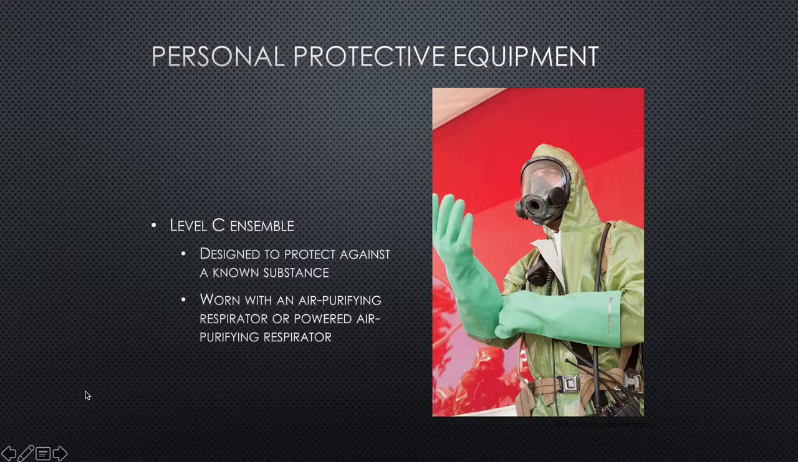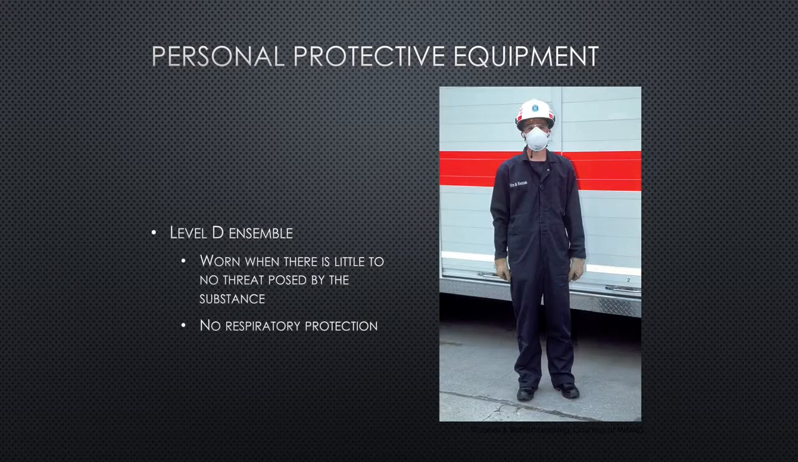Obviously, level A is the most encapsulating ensemble. Level B is just below that. Level C is below that, and then we have level D, which is pretty much nothing, right? It's worn when there is little to no threat posed by the substance, no respiratory protection whatsoever. You're not going to wear this anywhere near anything that can have any type of hazard to you through respiratory causes or through skin irritation. This is strictly cold zone stuff.